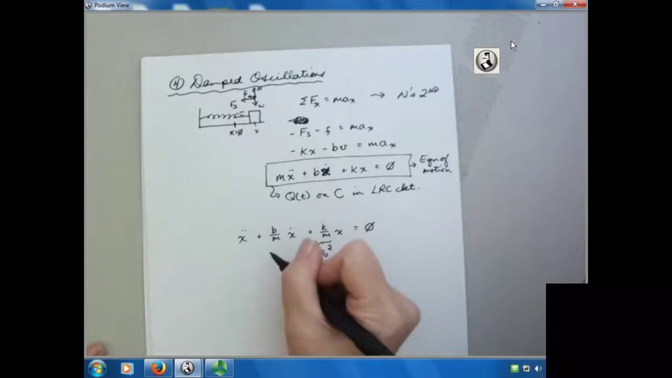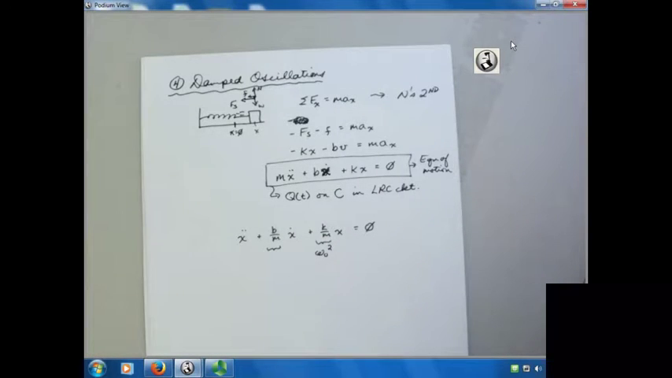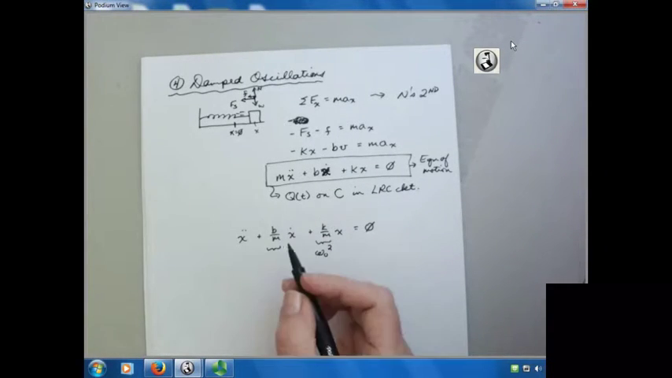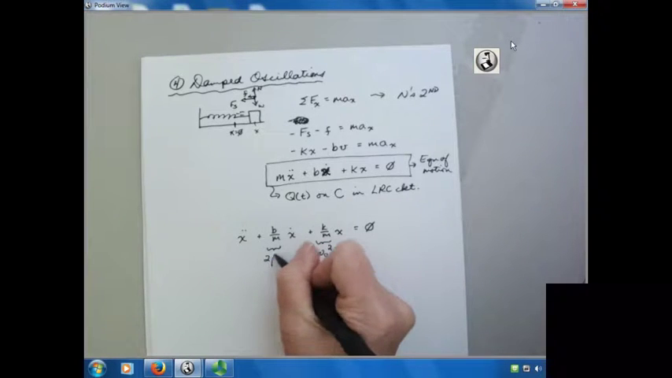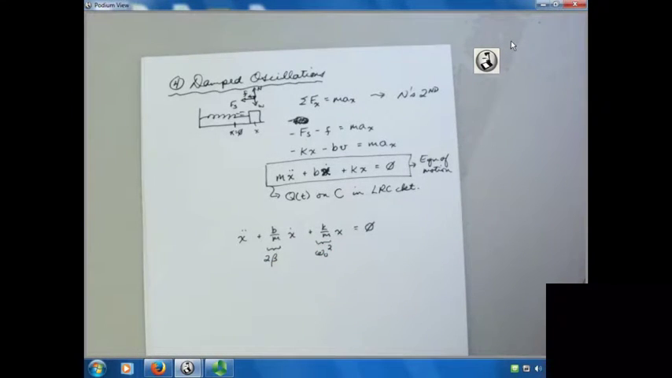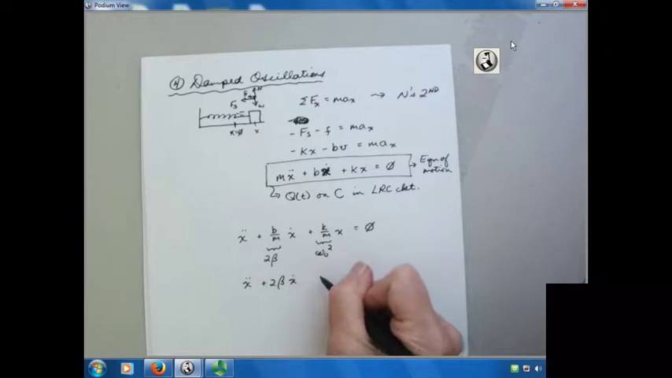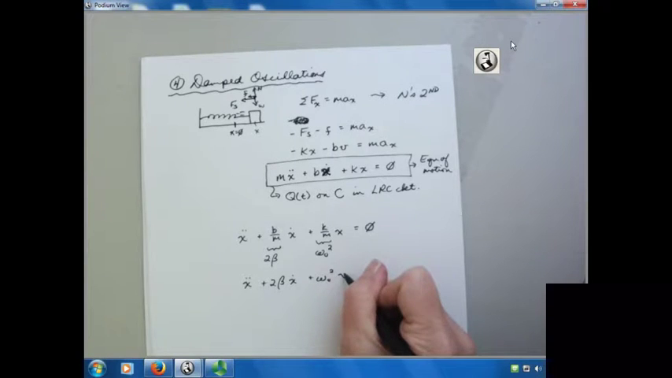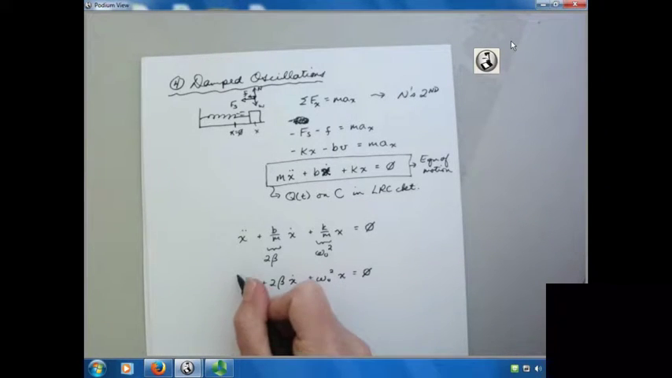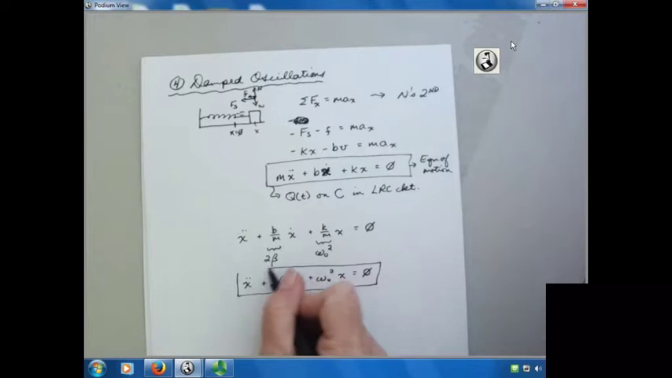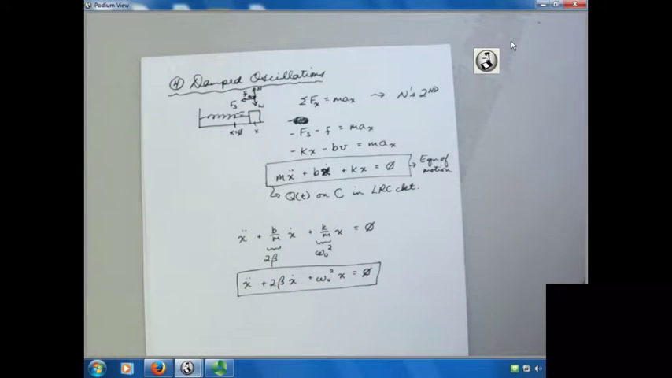All right. This guy, we're going to give an interesting name. We're going to call him 2 beta. And you're going to see why when we really get into the weeds on this mathematically. So now my equation of motion, making those substitutions, is x double dot plus 2 beta x dot plus omega naught squared x equals 0. So this could also be considered our equation of motion. It's a little bit more mathematically friendly.